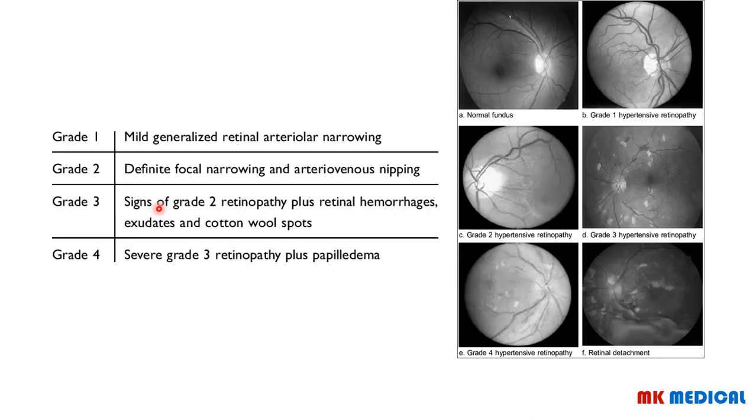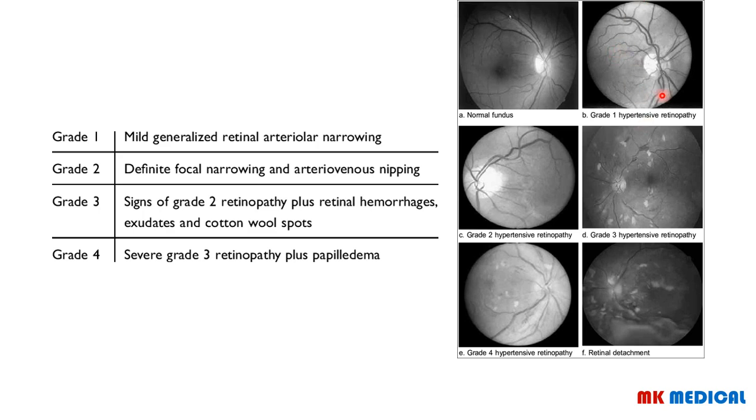Now, here's the grading. So here you have a normal fundus. Then here you have grade 1 hypertensive retinopathy, which is pretty much your mild generalized retinal arteriolar narrowing. So the arterioles are going to be narrowed. This is the fundus of the eye that you're looking at over here.